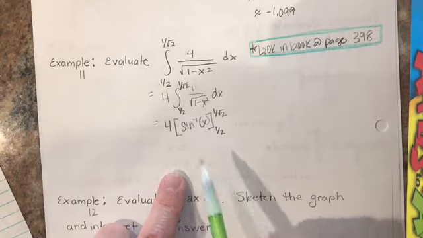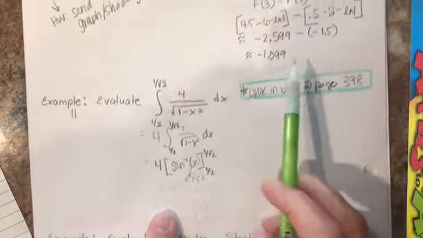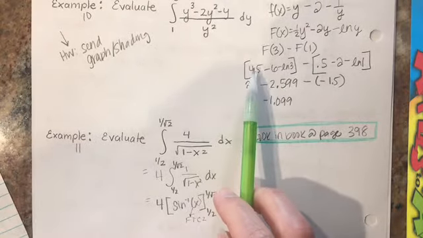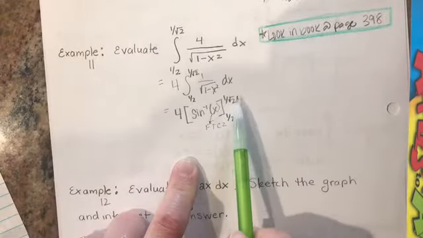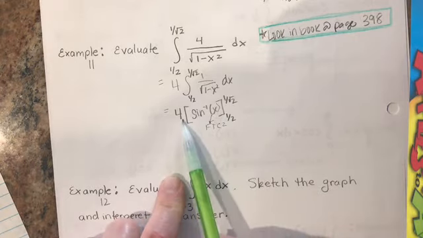So now we're going to apply this fundamental theorem of calculus part 2, like what we've been doing up here, where we're going to plug in capital F of this number minus the capital F of this number. But then we're going to multiply our final answer by 4.